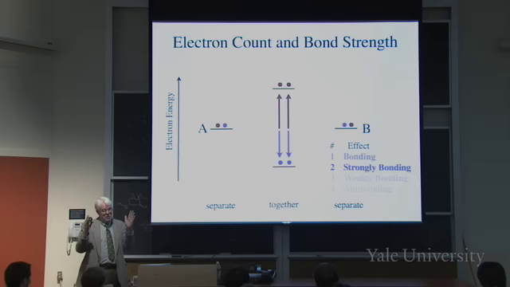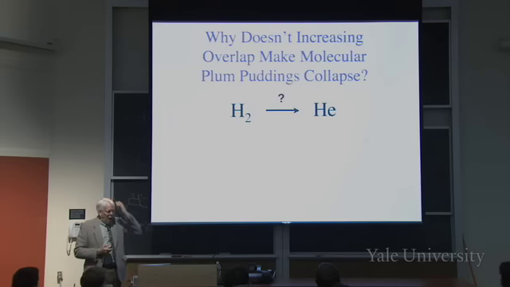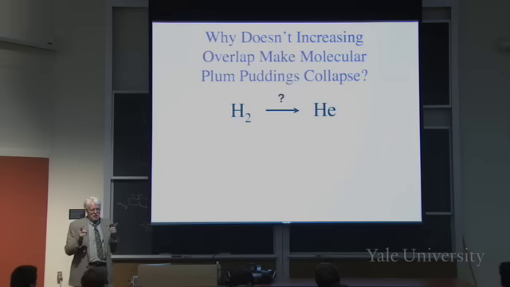But as soon as you get overlap with helium, it's repulsive when you start to split these levels. Okay, now, well, let's look at the other end. Why doesn't increasing overlap as you bring things closer together make these plum puddings collapse?